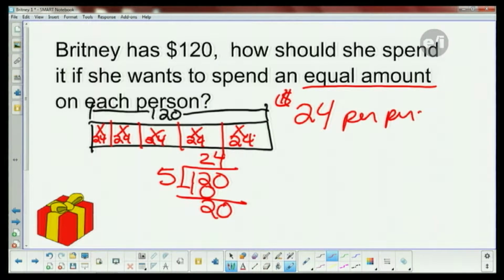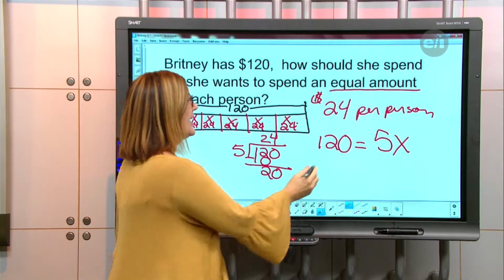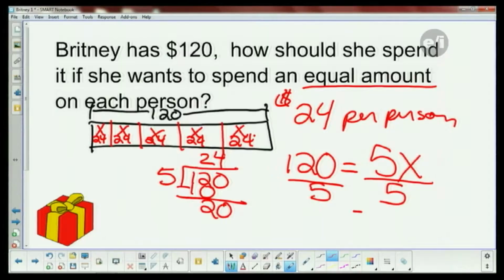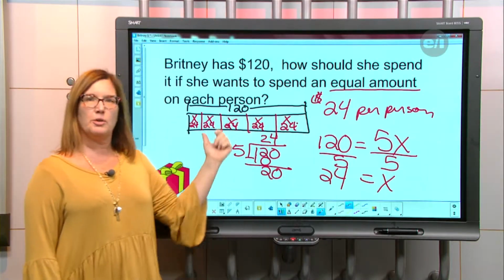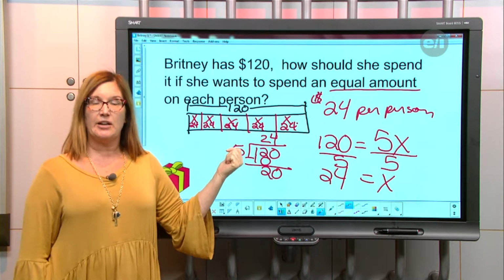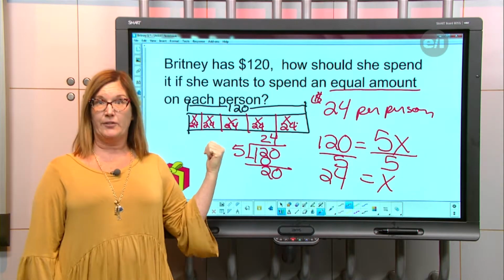And if we wrote that out algebraically, it would look like this. It was $120 altogether, and she wants to share it between 5 different people, and that X stands for the people. Then to solve it, you're going to divide by 5, you're going to divide by 5, and we get X is equal to 24. So you're actually doing the exact same thing with algebra that you're doing with the tape diagram, but this is what it looks like in algebra, and this is what it looks like in a tape diagram. When you first start doing algebra, this is really helpful to figure it out.